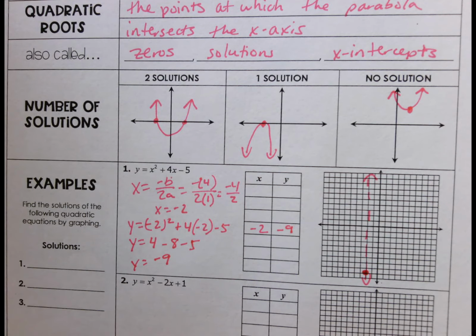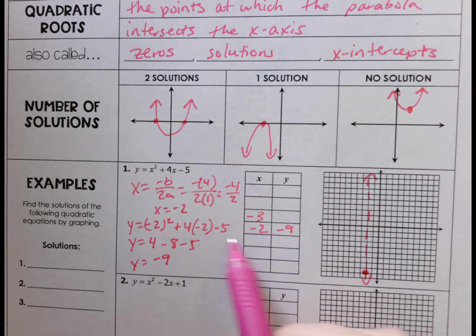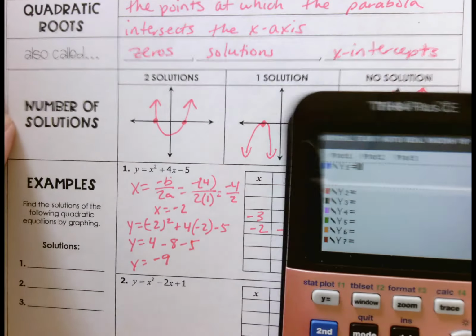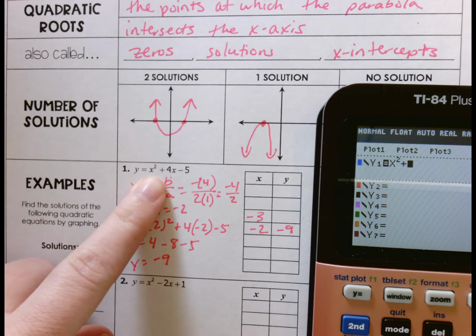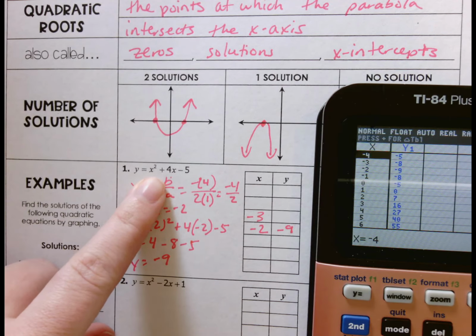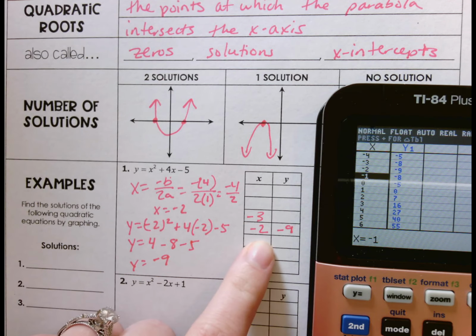Okay, and then we need to find the other values. So again, you can take and do negative 3 here, plug negative 3 into the equation, and find out what the y value is. Okay, you can do that, or you can use your calculator. It's a little bit quicker, a little bit easier to use your calculator. So that's what I'm going to do. All right, so I'm going to plug in our equation here, x squared plus 4x minus 5. We're going to do the table function, and we're going to look at these. Okay, so our vertex here is at negative 2, negative 9.